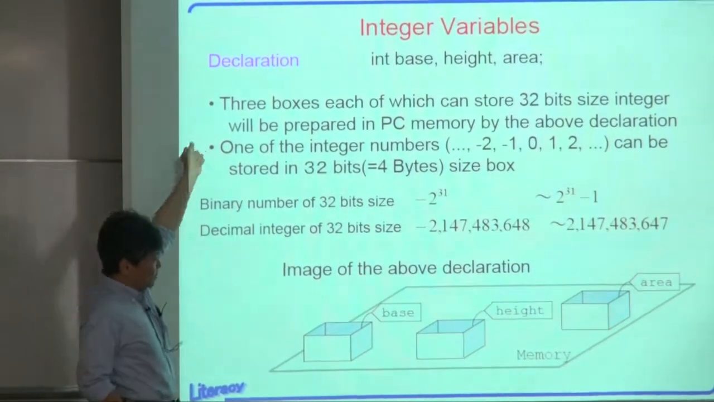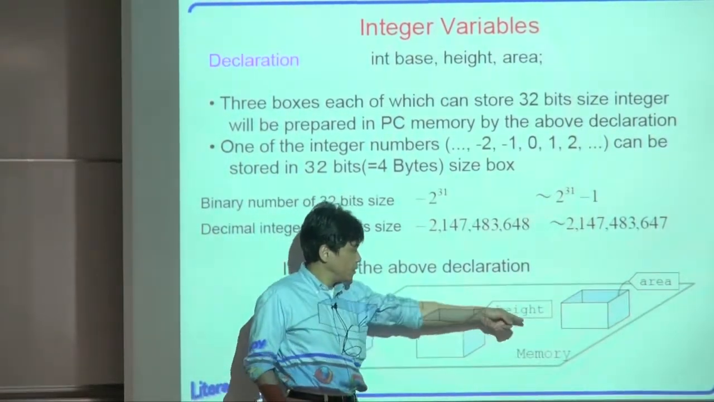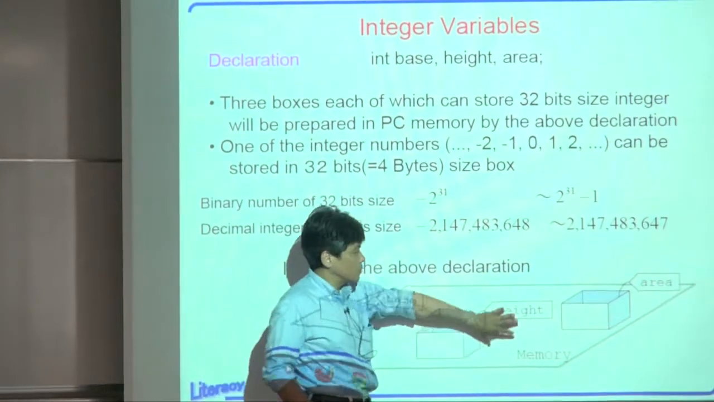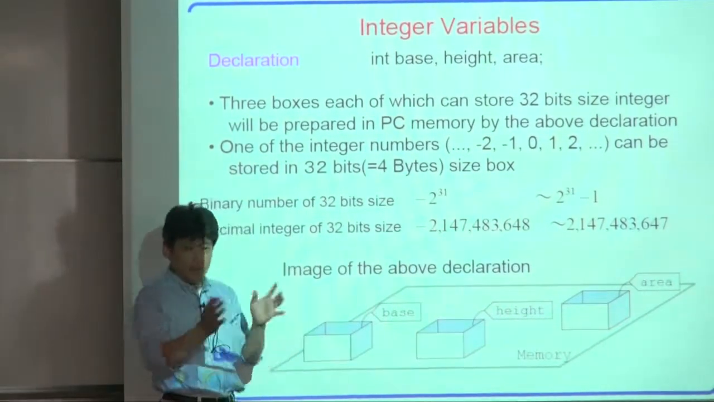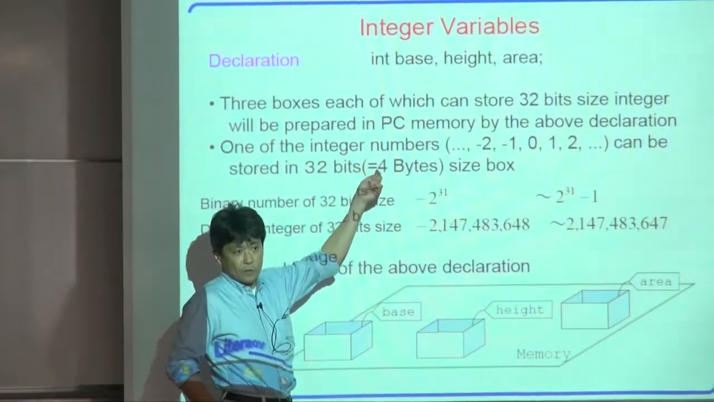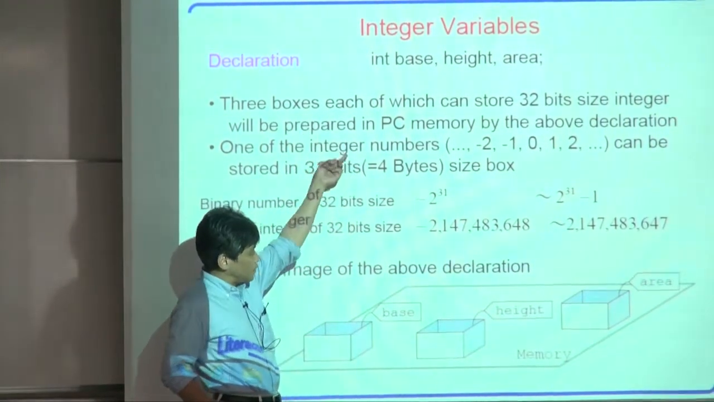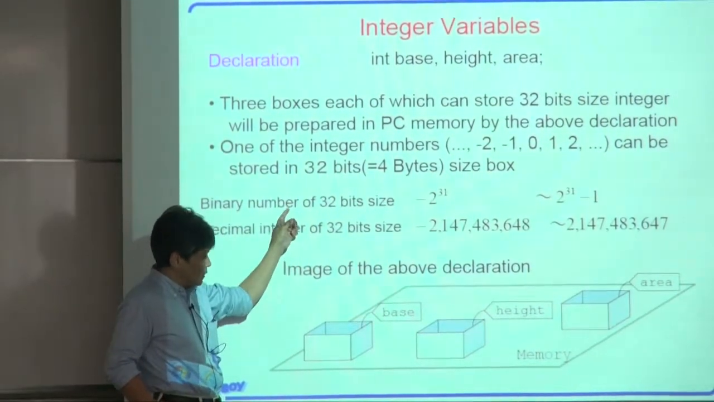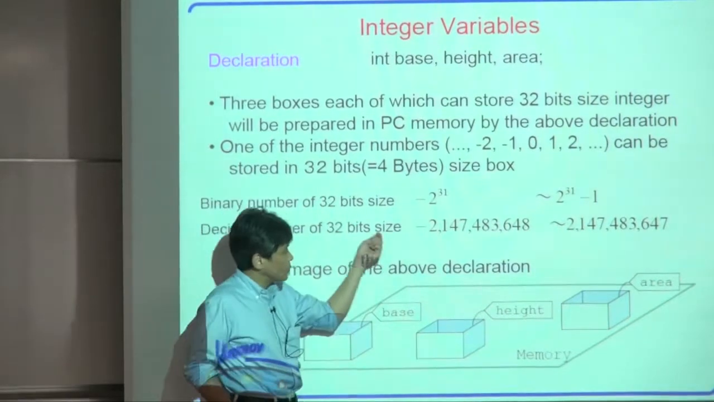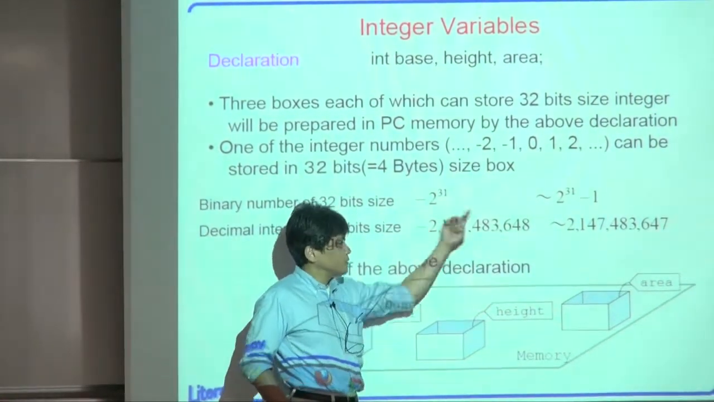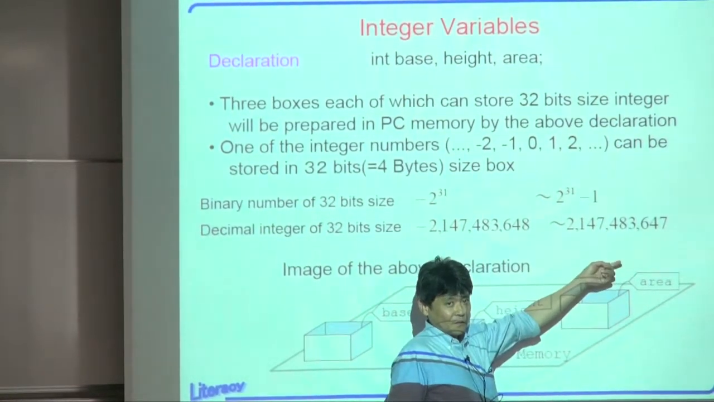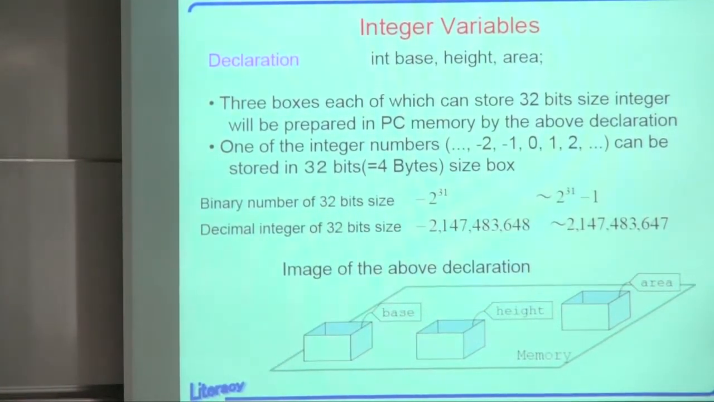Okay, this is an actual declaration in your program. In this case, in computer memory, there are three boxes prepared like this: for base, for height, and for area. Each box has the same size, same bits. If your computer is a 32-bit computer, maybe an integer has 32-bit size, so each box has 32-bit size. So as shown here, you can treat integers from the minimum integer to the maximum integer. So very big numbers.